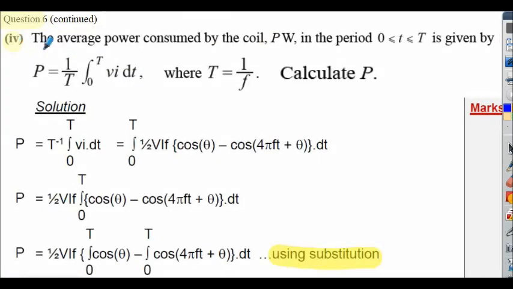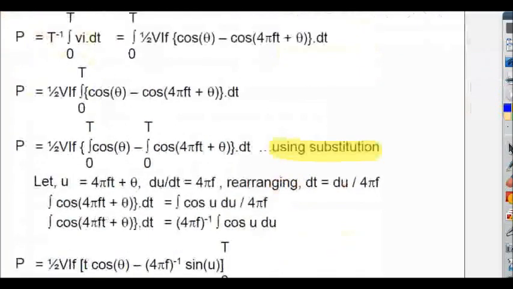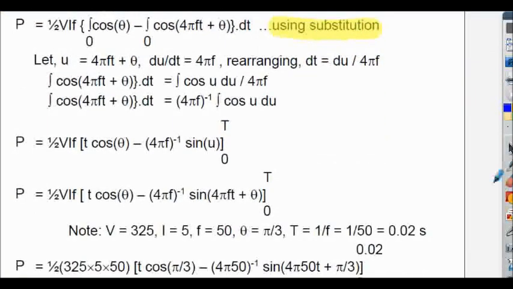Question 6, part 4, let you review the solution at your own pace. We're calculating the average power here. As I said, we're going to solve by using the substitution process. I've labelled the solution somewhat here.